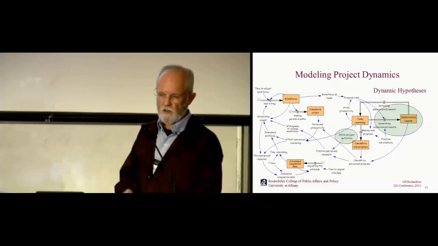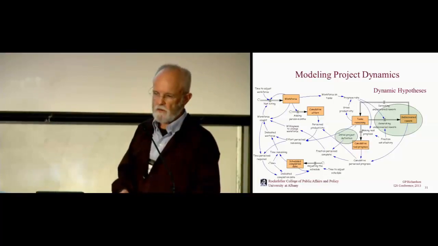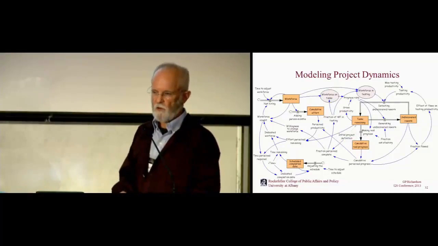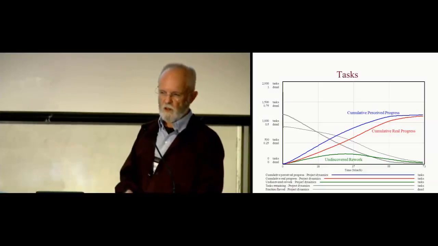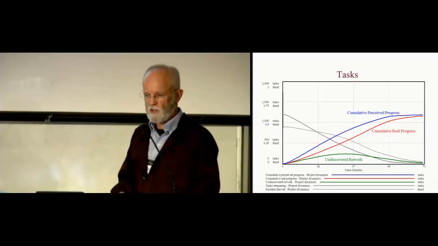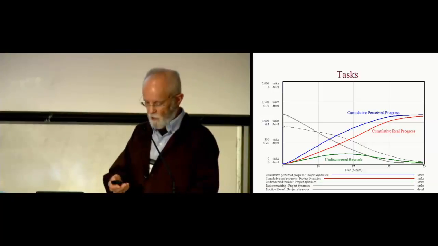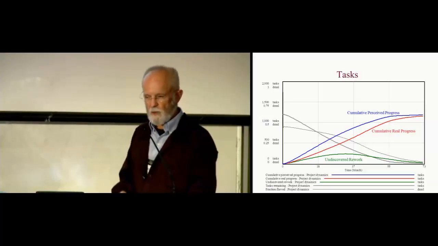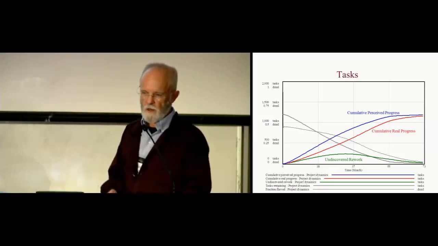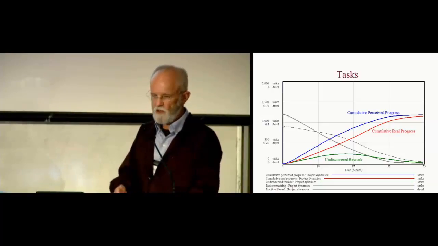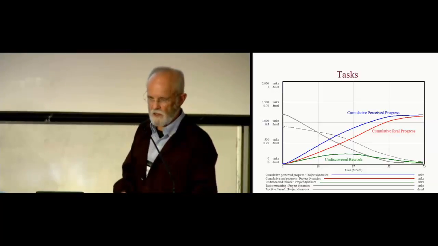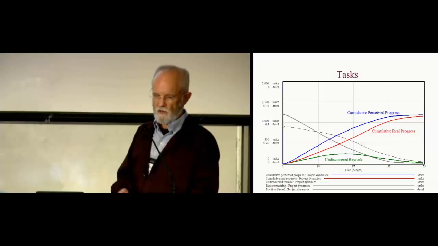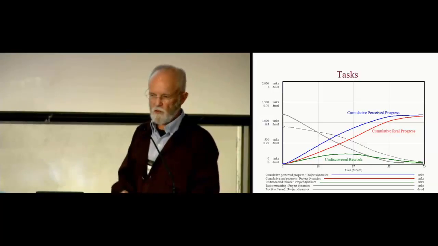And in this little tiny model, you can, with these notions, generate the kinds of tasks that you see. This particular model was supposed to produce a project that would complete itself in 40 months. It would hire about 30 people to do the job, and there's a distinction between what people think they're doing, that's perceived progress, and what people are actually doing, that's real progress. And there's undiscovered rework, which is really the difference between the two.